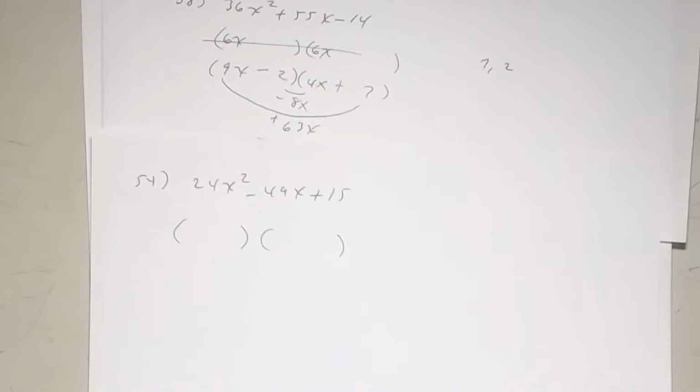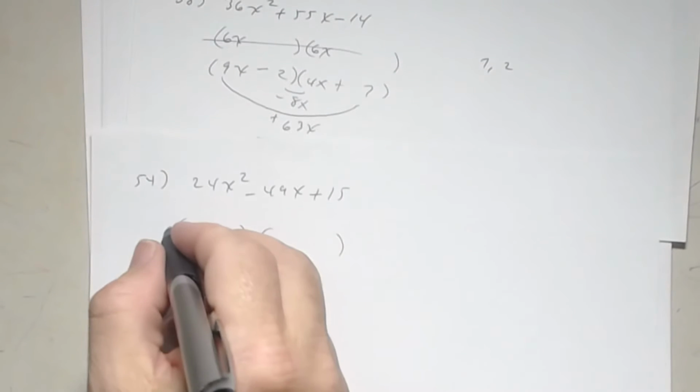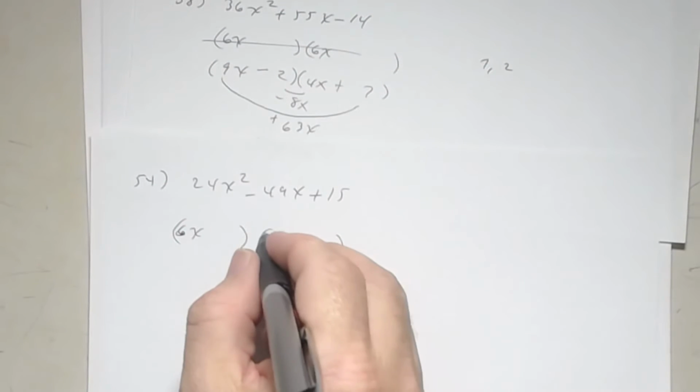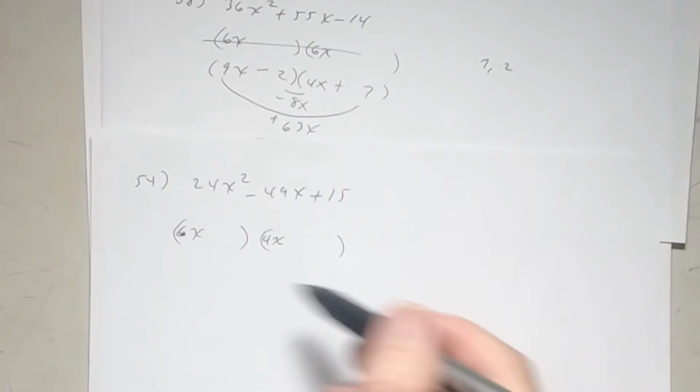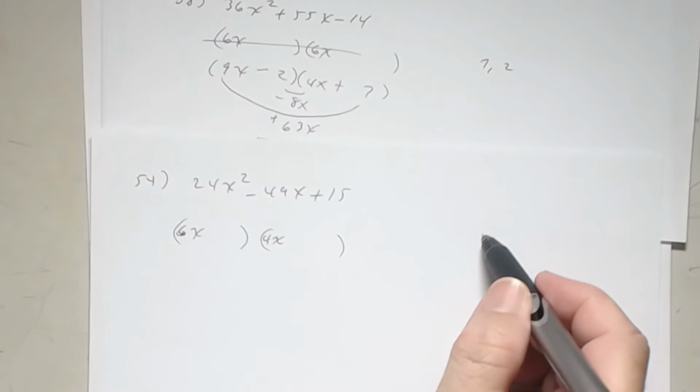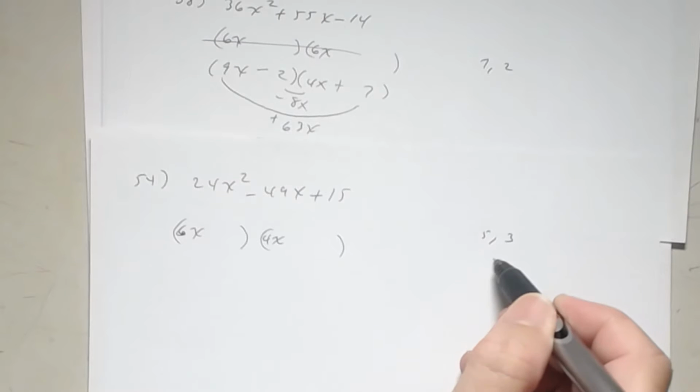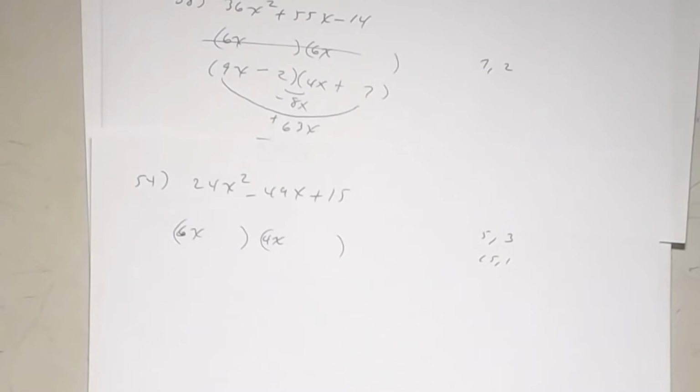Okay, what did you try for 24x squared? 4 and 6, 3 and 8, 2 and 12, 24 and 1. All right, so if you're trying 4 and 6, what are the possibilities of 15? There's 3 and 5, 5 and 3, 15 and 1. All right, so let's try the 5 and the 3.